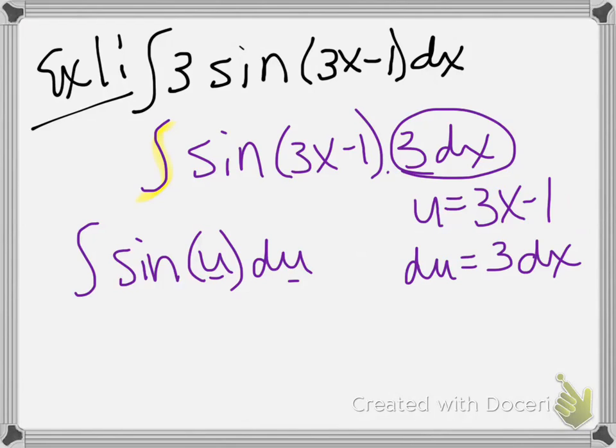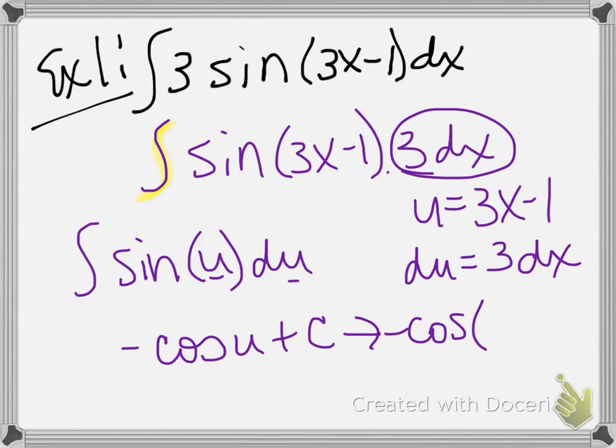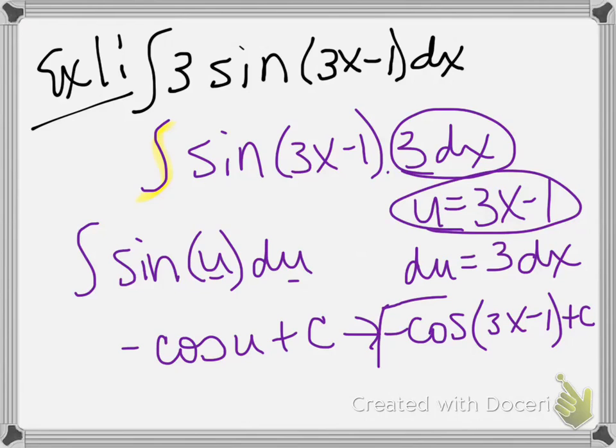So I'm integrating sine. Sine integrates to negative cosine. That would be negative cosine of u plus c. Then I would just go back and say negative cosine. My u was 3x minus 1. I'm going to plug that back in with my plus c, and then that's going to be my answer.